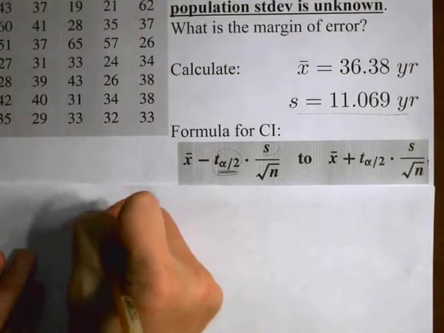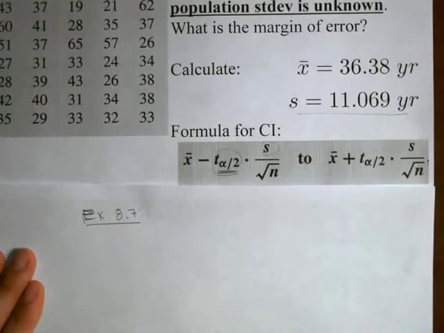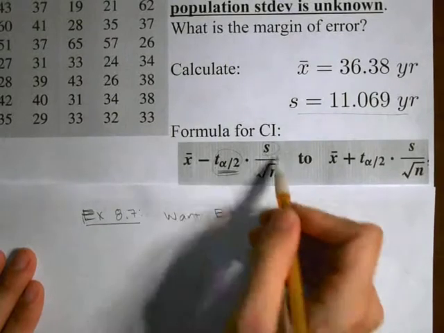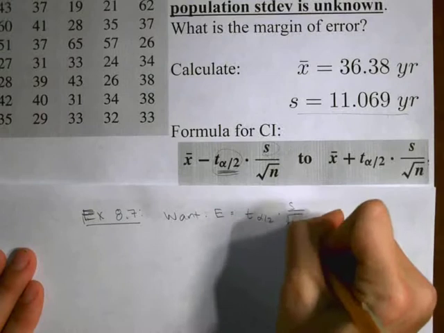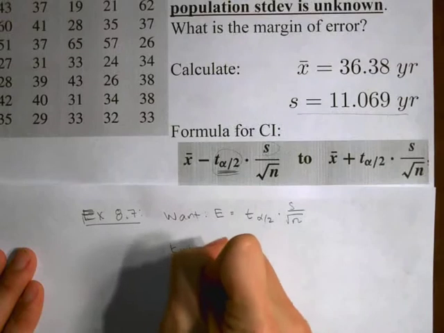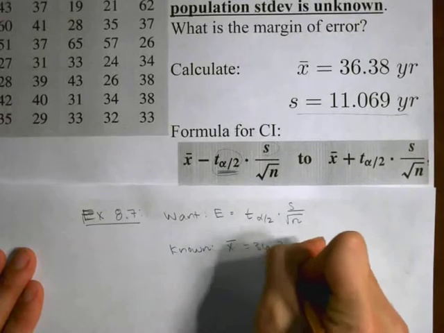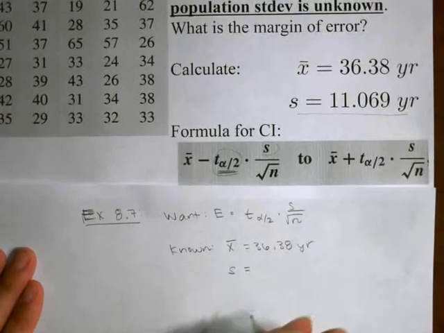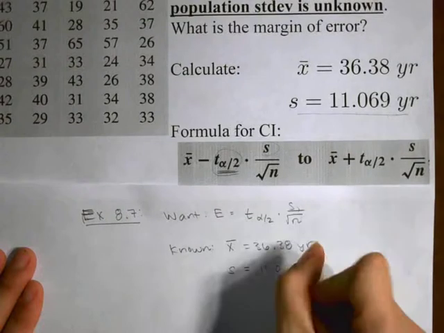So let's do this. So I'll have an example. I want E, which is going to be this thing that we're plus-minusing. So that's going to be t of alpha over 2 times s over the square root of n. I want the margin of error with the t statistic. I know that the sample mean is 36.38 years. I know that my sample standard deviation is 11.069 years.